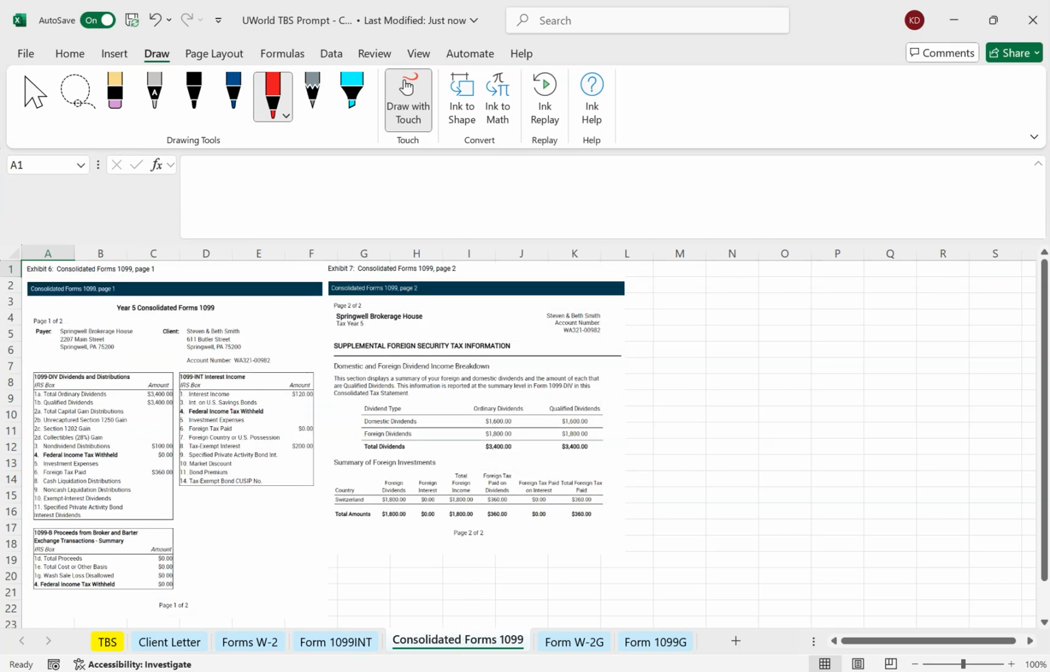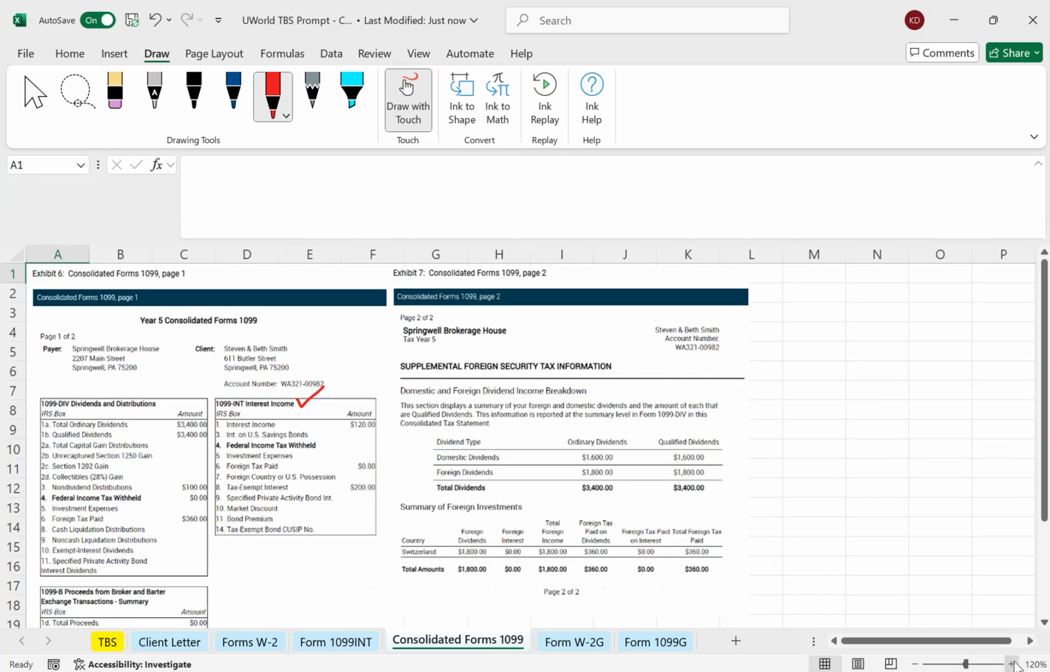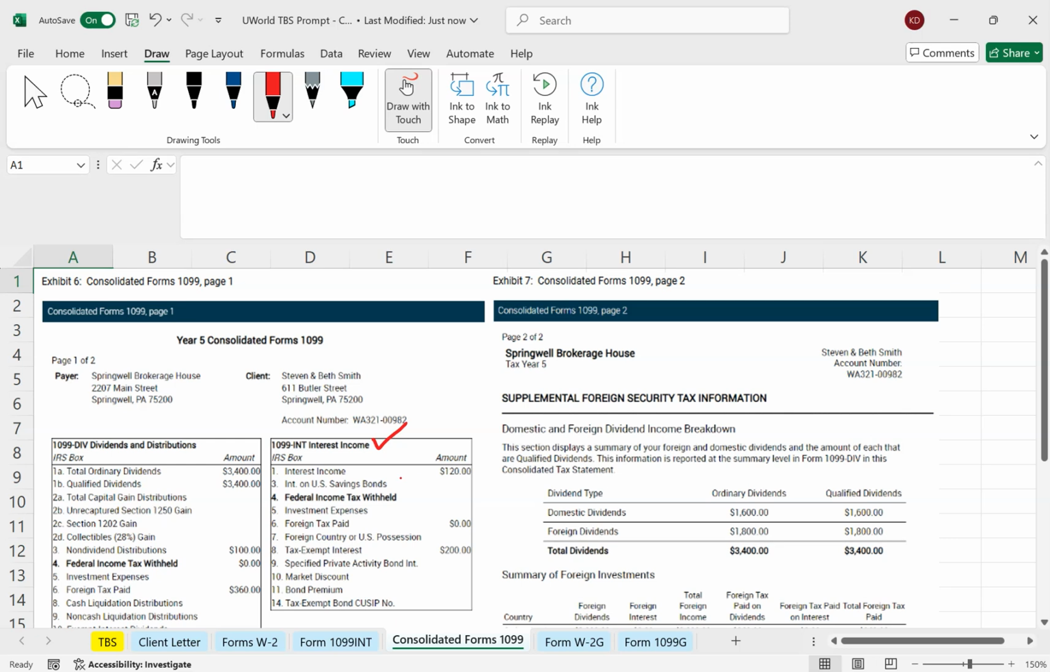Likewise, we have the consolidated 1099. These are big. They include a 1099 dividend, a 1099 INT. You can also see brokerage transactions on there. We are focusing on the interest income for right now. We're trying to get that box. They're telling us we have $120, and then we have tax exempt interest of $200.